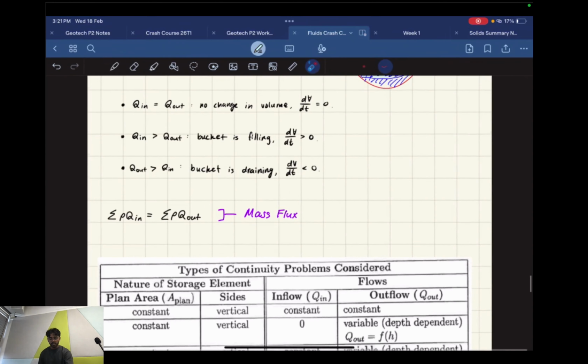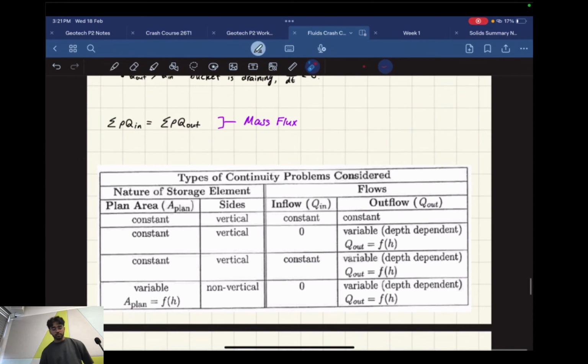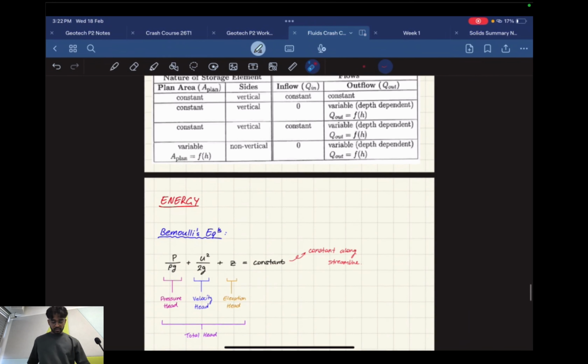Alright. So these are the kinds of problems actually considered. Where your area changes, it's down here, but usually your area stays the same. This is in your lecture slides. I'm not going to go through it really. It's not too important really.